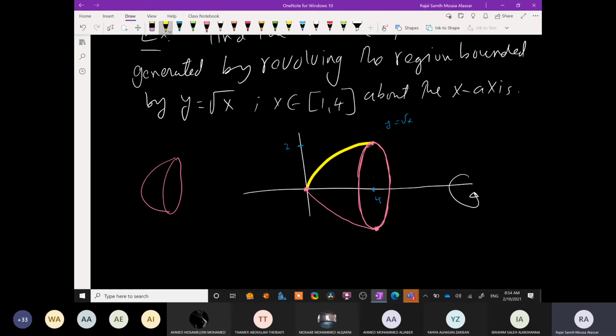Remember that we rotated this region here. This was the original region that we rotated, and if you rotate that region, you get this shape, obviously. You understand this? Yes, we understand. So what is the idea here? In order for you to find the volume of that, please listen very carefully. Now I'm going to take a sample.